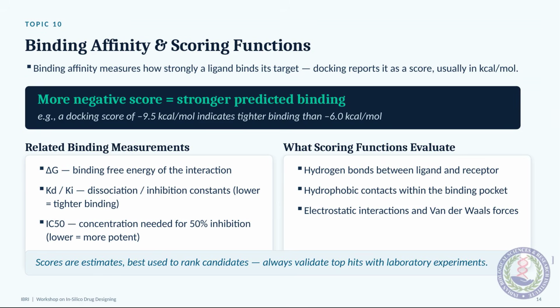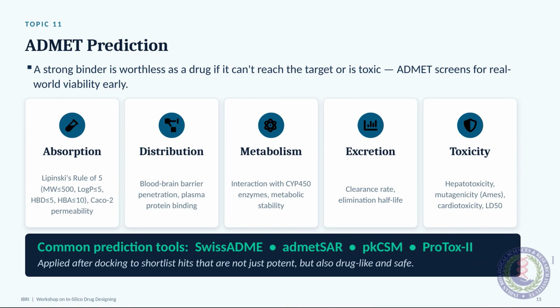Remember, these scores are estimates best used to rank candidates. Always validate top hits with laboratory experiments. A strong binder is worthless as a drug if it can't reach the target or turns out to be toxic. This is where ADMET prediction comes in, screening for real-world viability early.